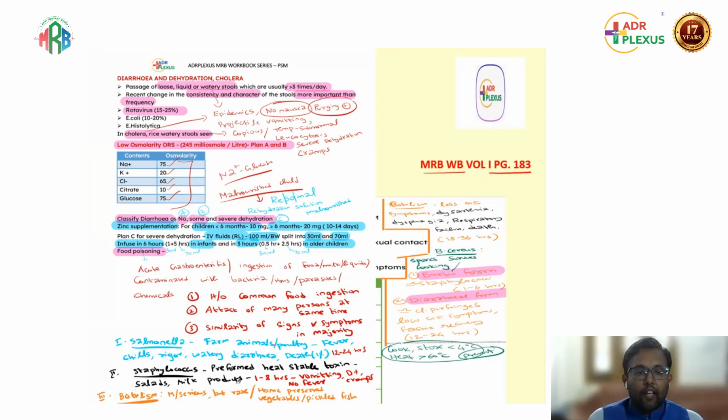See, Salmonella mainly comes from farm animals, poultry. So what do they do? Mainly, they get contaminated from the animals' urine and feces. They may contaminate the eggs. They may contaminate the meat. So when we take it, we get this food poisoning. So the name is Salmonella typhimurium. In Staphylococcus aureus, it is mainly due to a heat stable toxin.